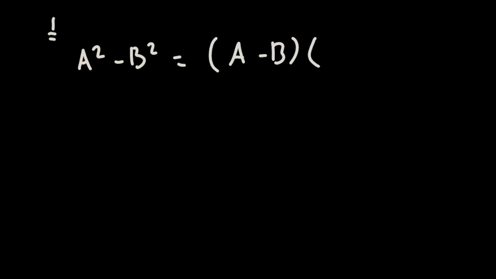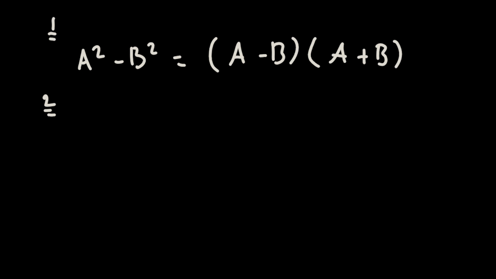Hi, we'll talk today about special factoring formulas. Let's start with the first factoring formula. If we have a to the power 2 minus b to the power 2, that would equal a minus b multiplied by a plus b. Okay, let's see the next one.